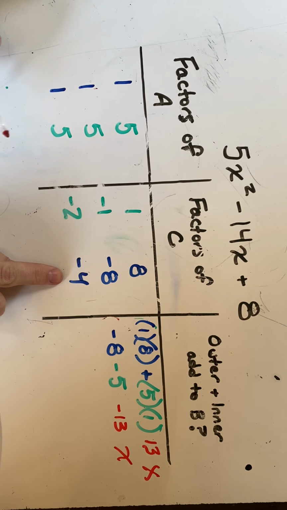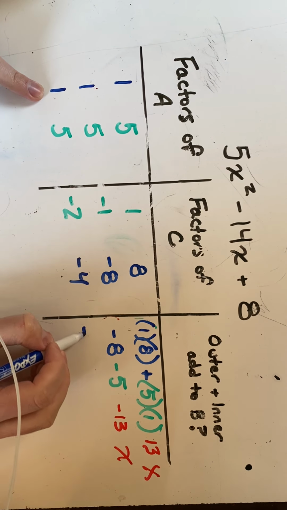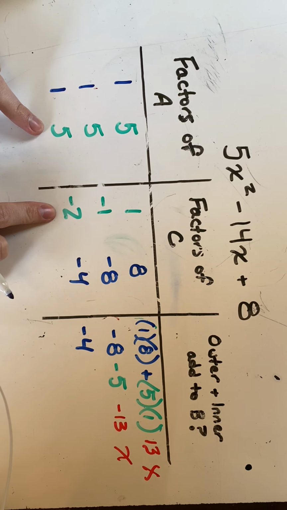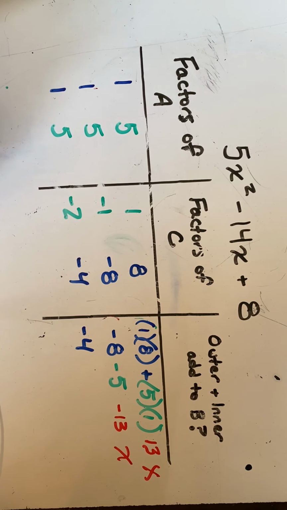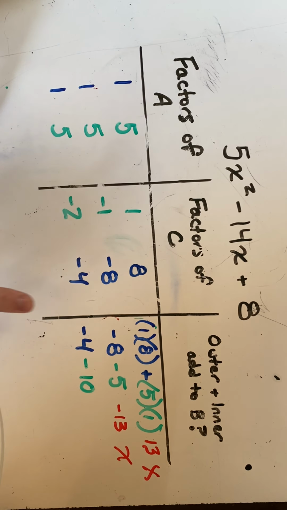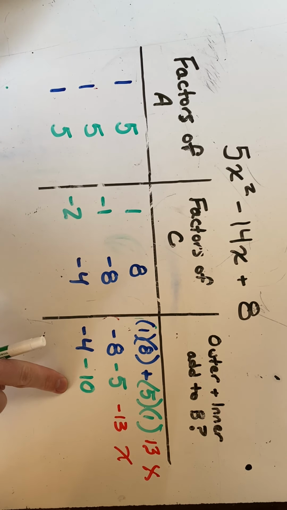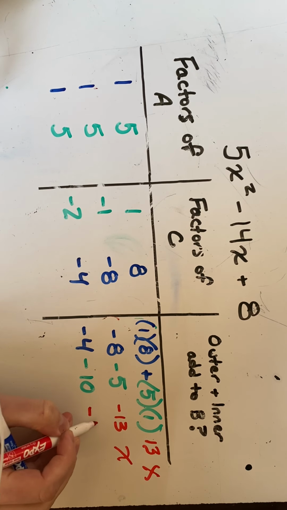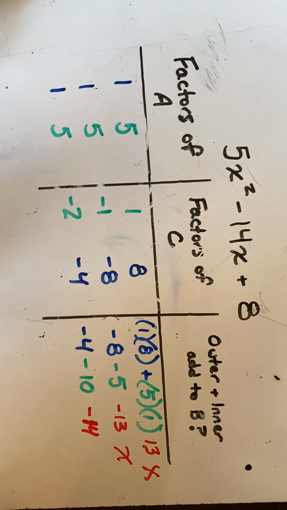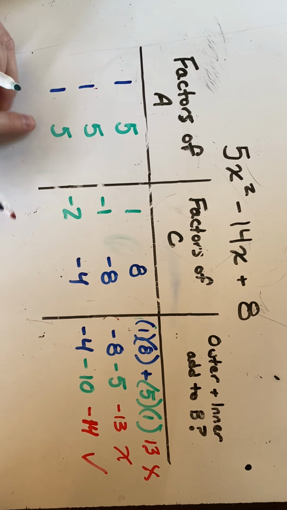So, again, 1 times negative 4 is my outer. That gives me negative 4. 5 times negative 2 is my inner. That gives me negative 10. So negative 4 minus 10 gets me negative 14. And that is my b. So this is the right factors.